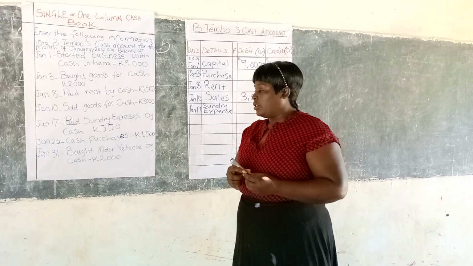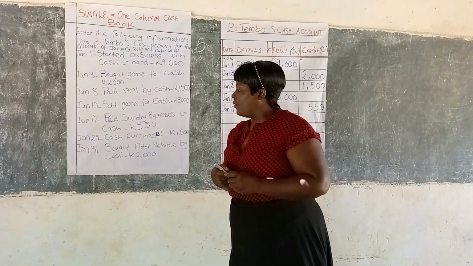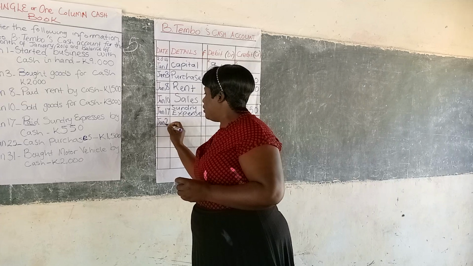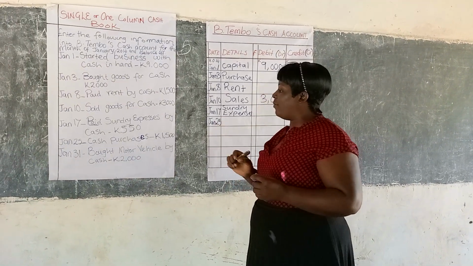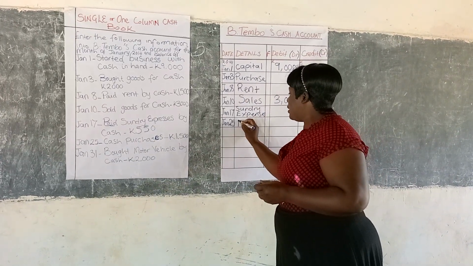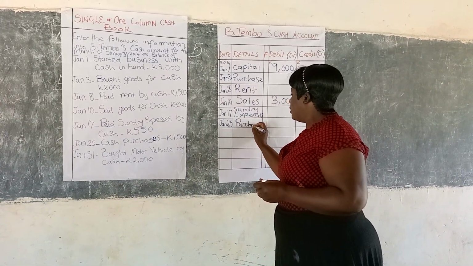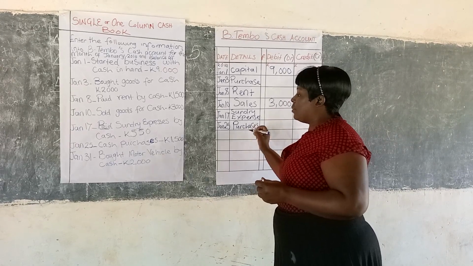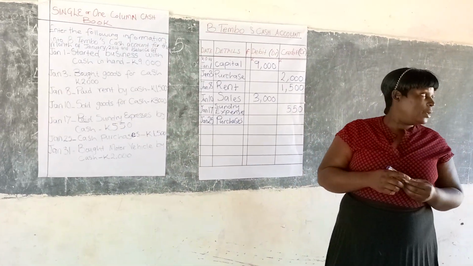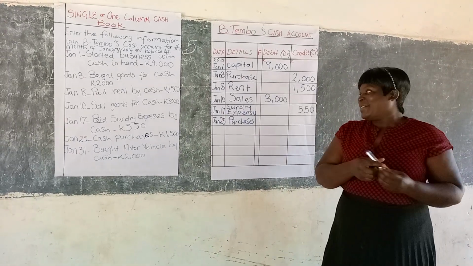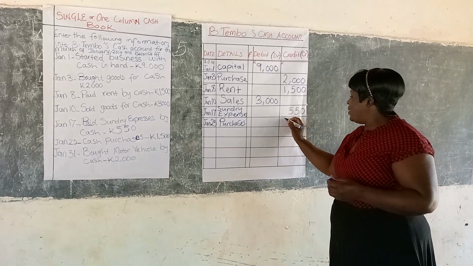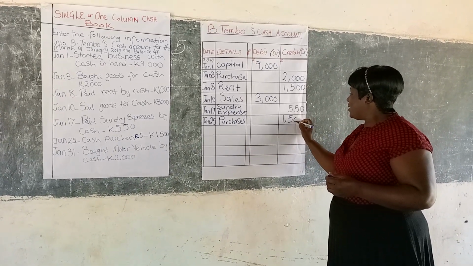You come again, you check on the details which have been given. There was another transaction which happened on January 25. So cash purchases. You write purchases in the details side. Then you bring that amount. Whatever you purchase is going to be credited. It means that the business spends. So you write that.